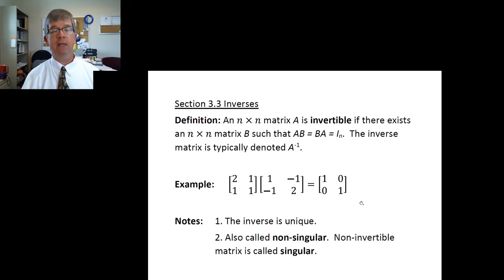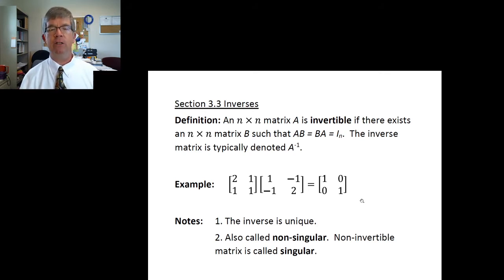A couple of important things about inverse matrices is that the inverse of a matrix is unique. There's only one matrix that works with the original matrix in this way. It probably lines up with your experience, but that's also true here.